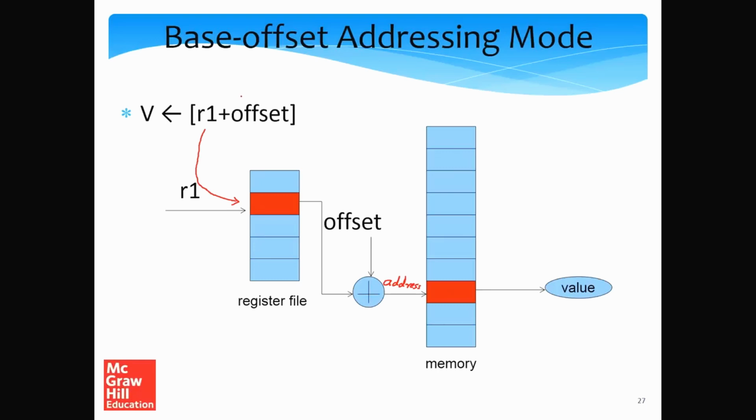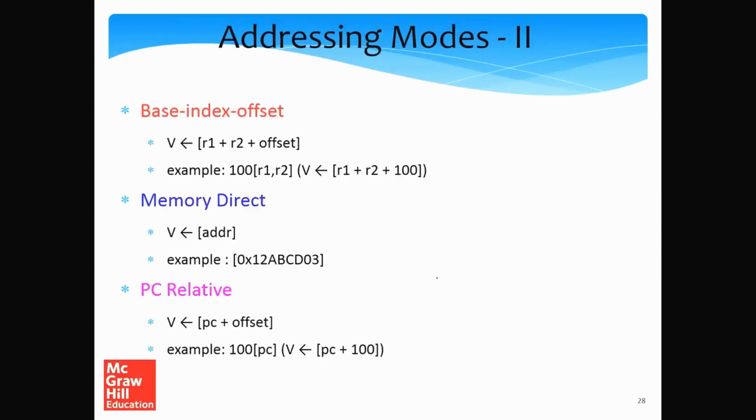So what exactly is the base offset addressing mode again? We have a register and an offset. We read the contents of the register and add it to the offset. This gives us an address. We use this address to access memory. For example, let's say the address is 28. So we access the 28th location in memory and read 4 bytes. And these 4 bytes are the final value of the operand.